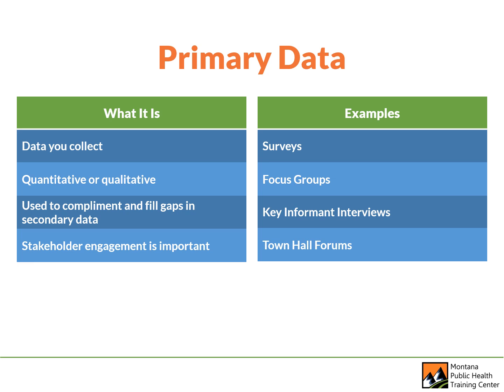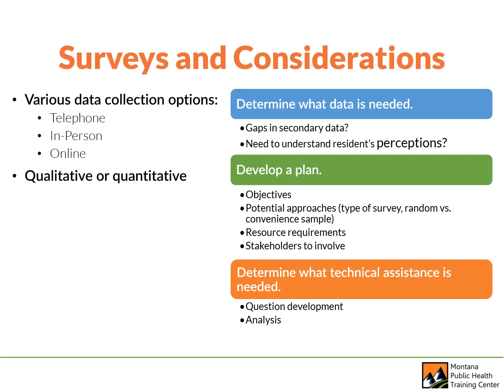We are going to go out and collect data to help us fill in those gaps and understand a more complete picture of the health of our residents. This can also be quantitative or qualitative. Like I say, it's used to complement and fill in the gaps of that secondary data. This is really where it's important to make sure your stakeholders are engaged in the process. Some examples of ways to collect primary data include surveys, focus groups, key informant interviews, and town hall forums. One way people collect primary data is through surveys.